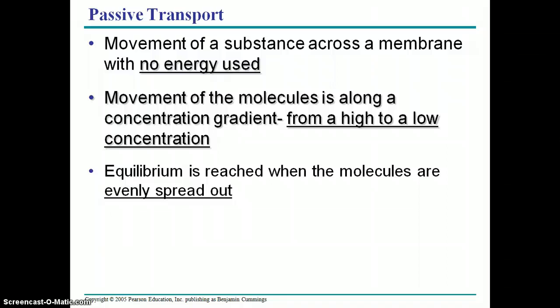And they have a tendency to move along what's called the concentration gradient, which just means they're going to move from an area of high concentration to an area of low concentration. And they're going to move until they're evenly spread out, which is what we call equilibrium. So when they're all equal, right, equilibrium has been reached.